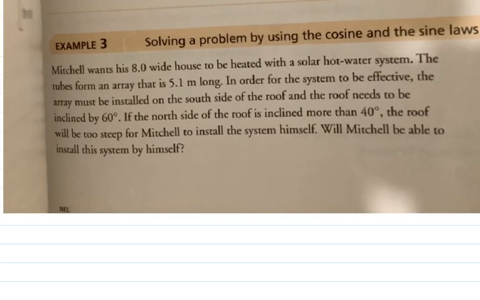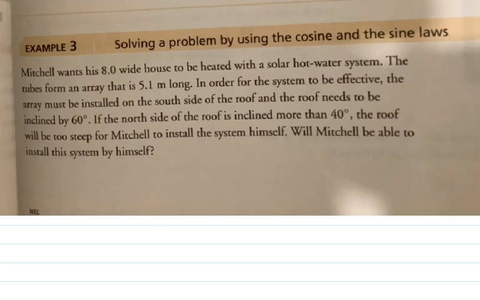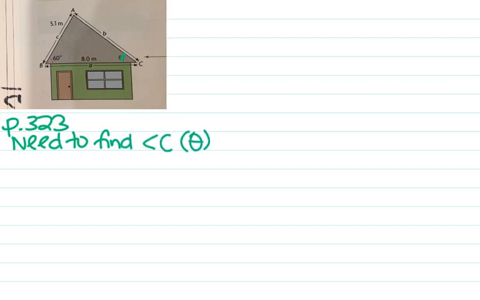So we need to find if the north side will be inclined more than 40 degrees. All right, so here's a little sketch of this. This is from your textbook on page 323, if you want to read the problem again. So we need to find angle C here, which we're calling theta. But we don't have enough information to find angle C. We have side angle side, so we can use the cosine law to find side B, and then we'll be able to use the sine law to find angle C.